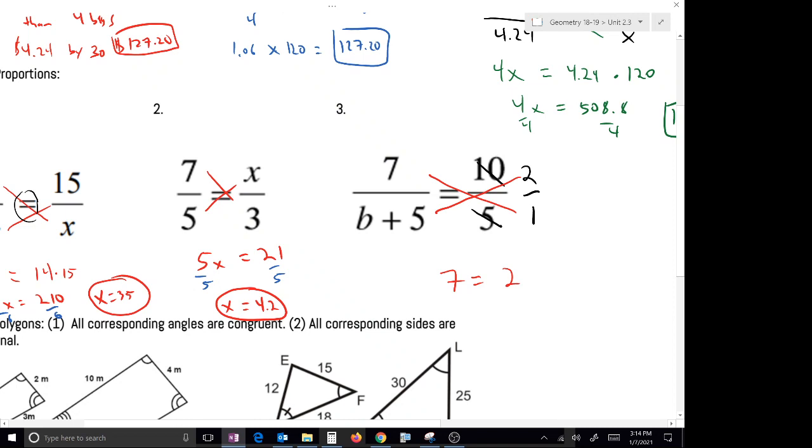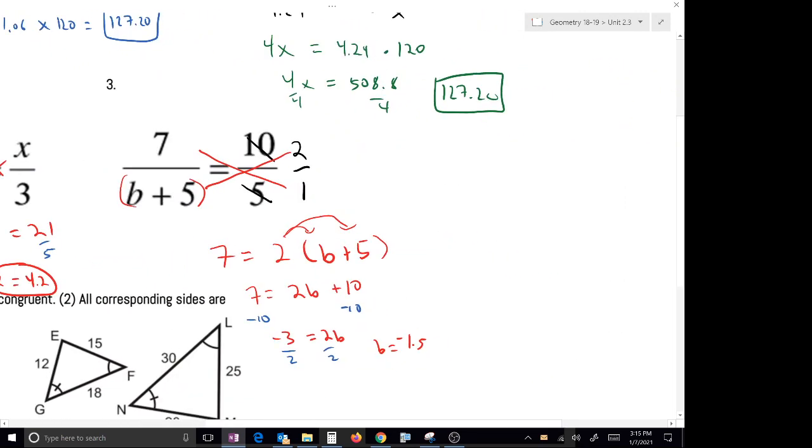2 times, here's the other tricky part of this problem, is we had 2 terms in this denominator. So what that means is we need to distribute that 2 to both of them. Okay, so 7 equals 2 times b plus 5. So we get 7 equal to 2b plus 10. Subtract 10 from both sides. And we get negative 3 equal to 2b. Divide by 2. And we get b equal to negative 1.5.